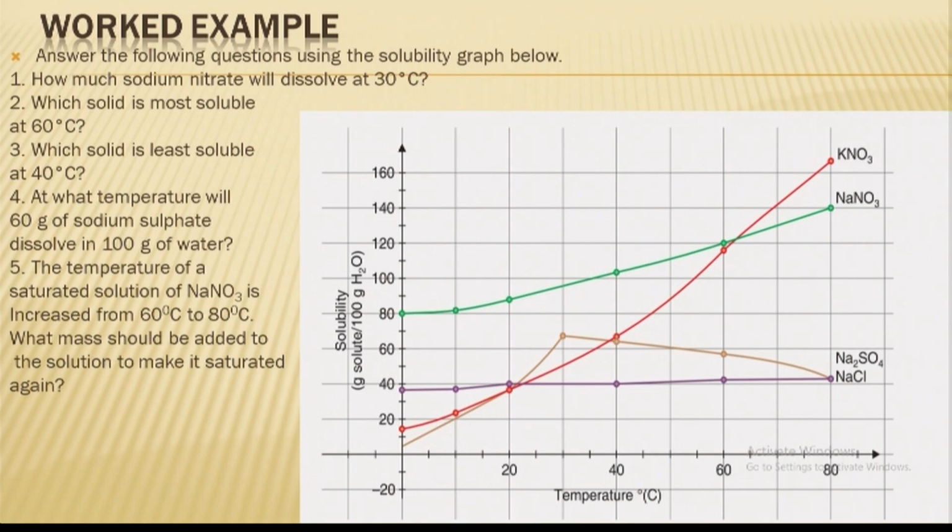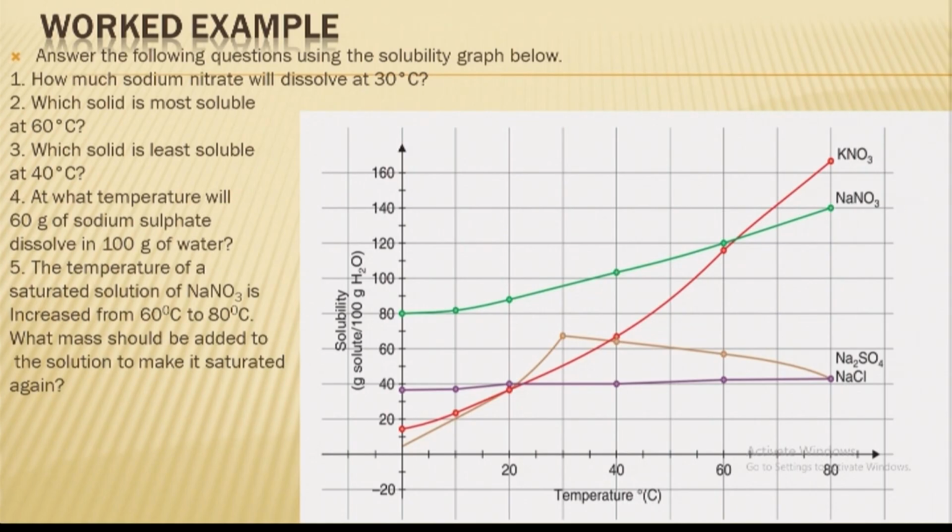And the third question, which solid is least soluble at 40 degrees? Try the third question. You determine the substance or the solute which is least soluble at 40 degrees. It's here. Very simple. So it is the same as what we've just done. So it is sodium chloride.